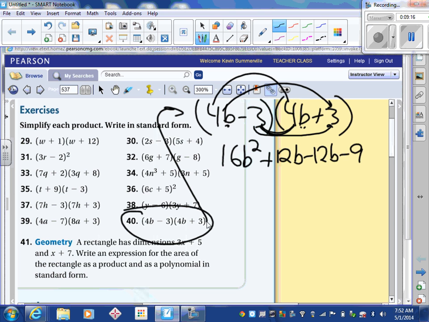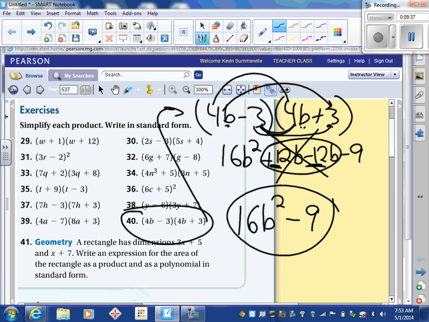Now I just have to add my like terms. These are my like terms. Notice you have a plus 12 and a minus 12. Opposite signs, they cancel out because negative 12 and 12 equals 0. What's my final answer? 16b squared minus 9. Either way you do it, you're going to get the same answer. So if in doubt, FOIL. But knowing the trick ahead of time, there's less work and it's quicker to do.